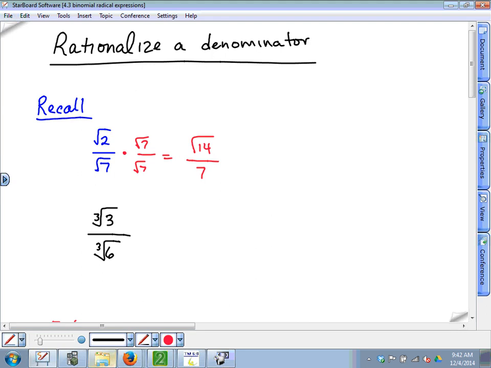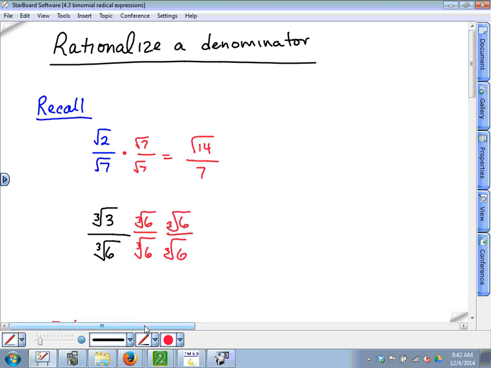Well, I could think of a few ways that a student might want to try this problem. Here's one way. This would be the long way, but it would work. You can multiply it by the cube root of 6 over the cube root of 6. But remember, since this is a cube root, it's going to take more than just 2 cube roots. How many is it going to take? Come on, we talked about this. Not last time, the time before last. It's going to take another one.